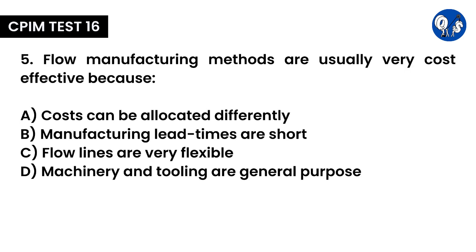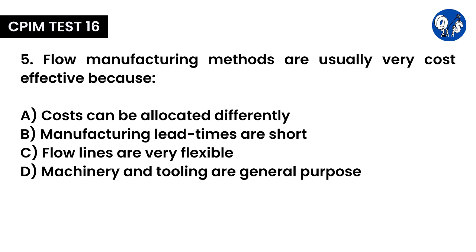Question number 5. Flow manufacturing methods are usually very cost effective because A. Costs can be allocated differently, B. Manufacturing lead times are short, C. Flow lines are very flexible, D. Machinery and tooling are general purpose. Here the correct answer is B.